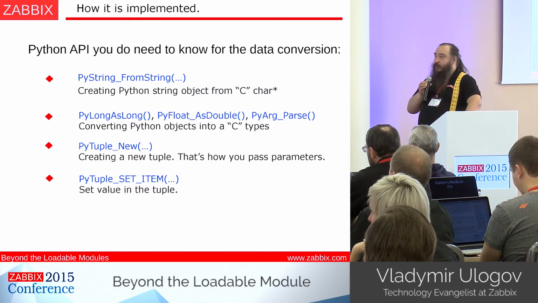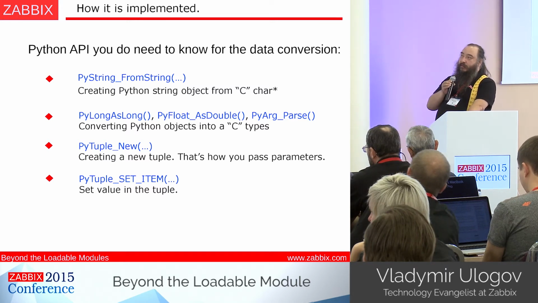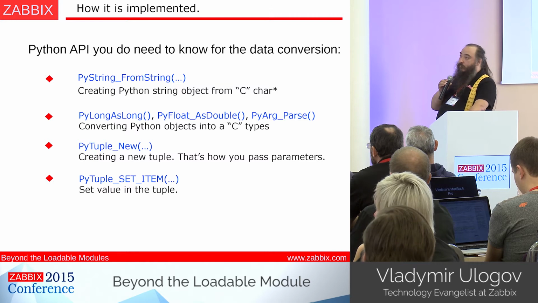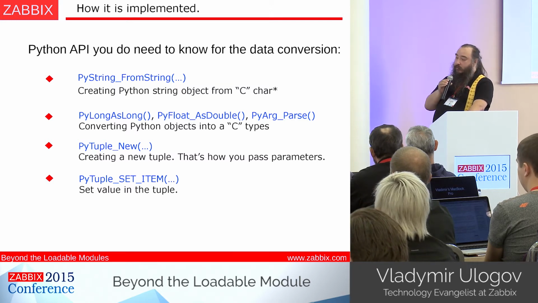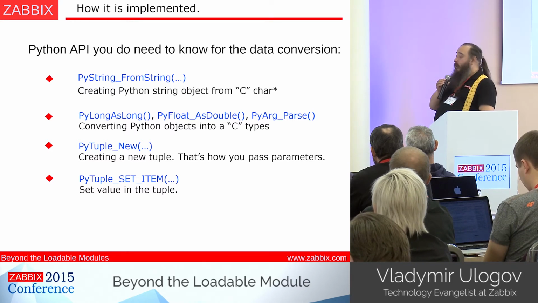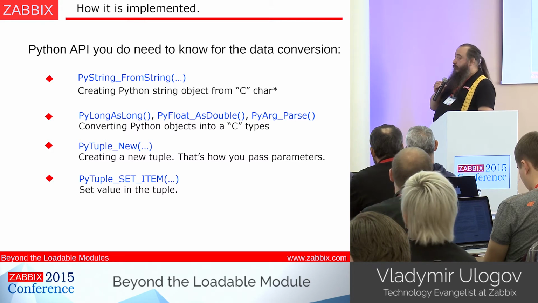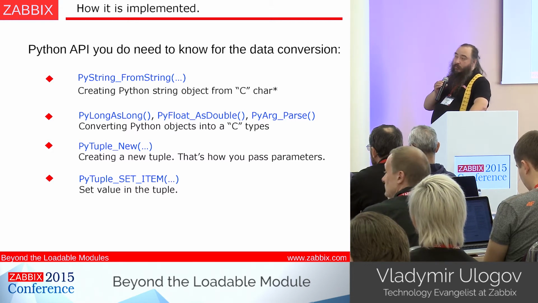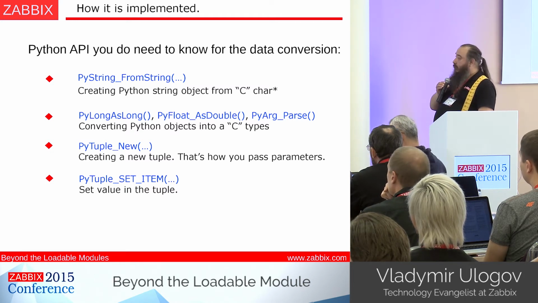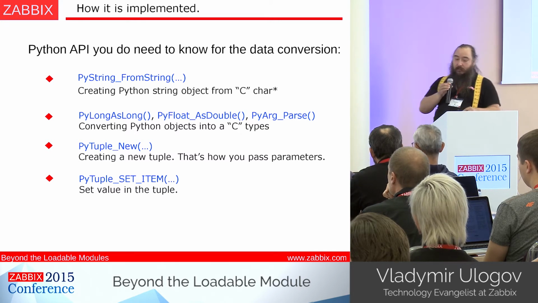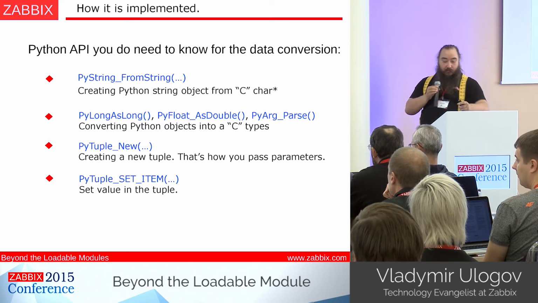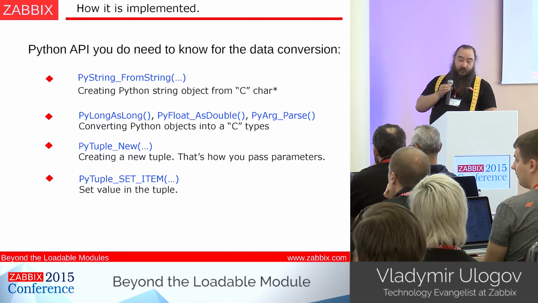If you want to pass parameters or arguments to a Python function, and we will talk about Python functions in a second, you need to form a tuple. A tuple in the Python world is a fixed size array. And the Python C call PyTuple_New will create that array for you. And PyTuple_SetItem will set an item in a position inside that array. So that's how you do the data conversion to Python.